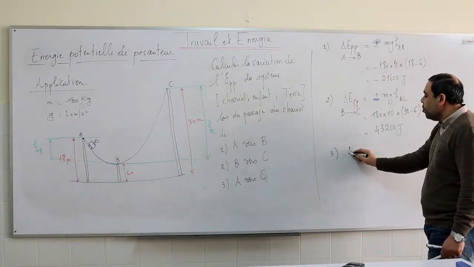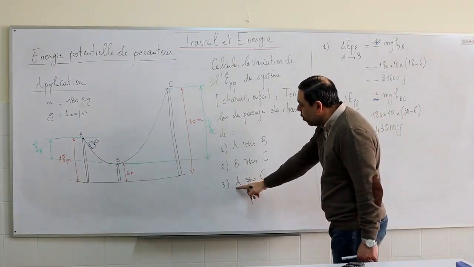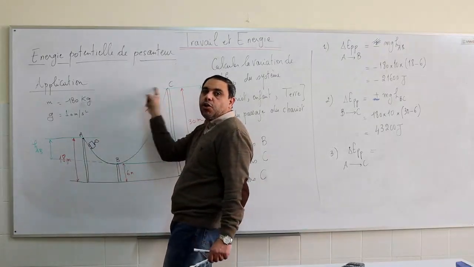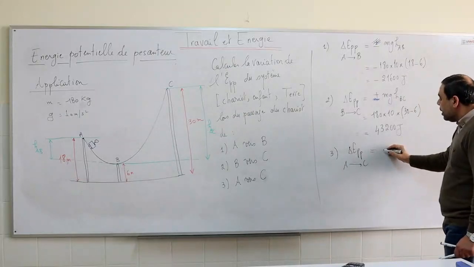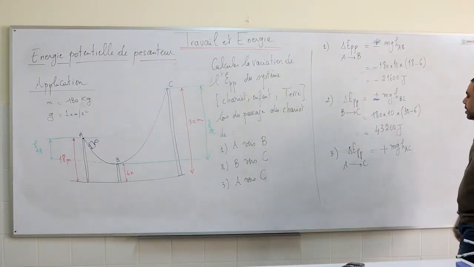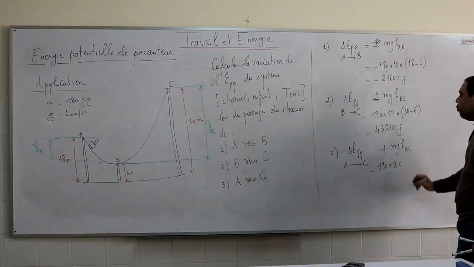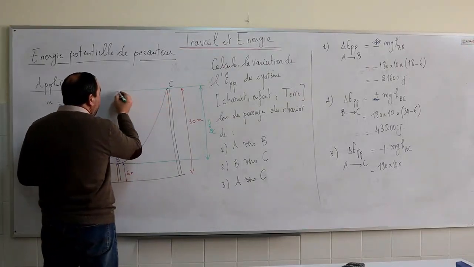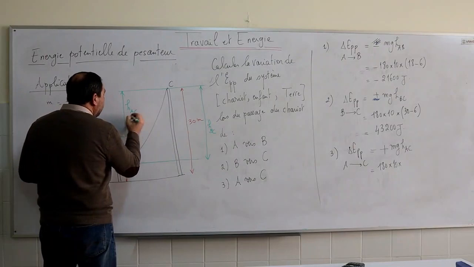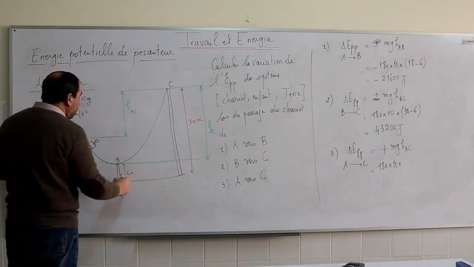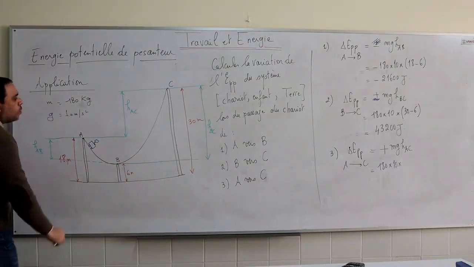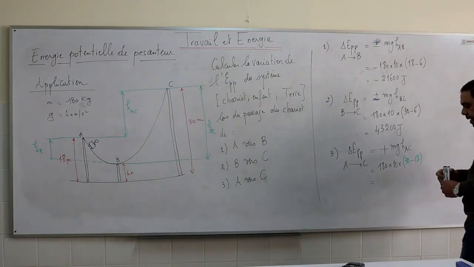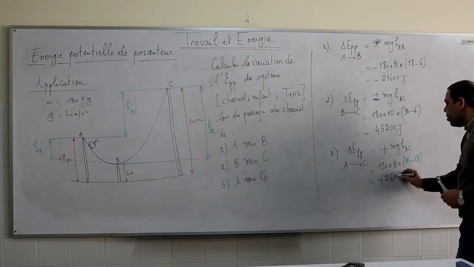For part 3, the variation in the gravitational potential energy when the cart moves from A to C. From A to C, the cart rises. That is to say, we write plus mgh_AC. This is equal to 180 times 10 times the height between A and C. The height between A and C is the height difference between the horizontal levels of A and C, which is 30 minus 18. The result is 21,600 joules.